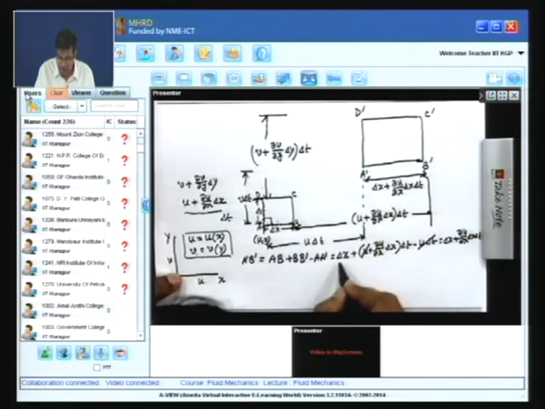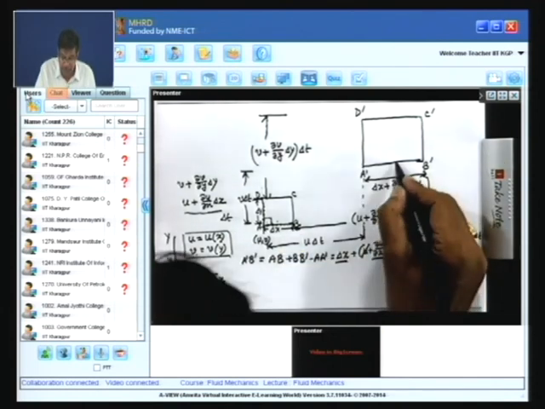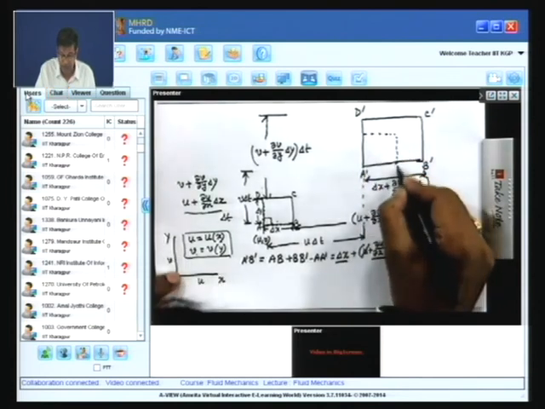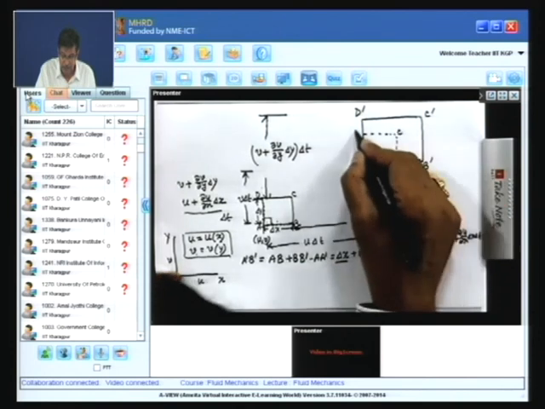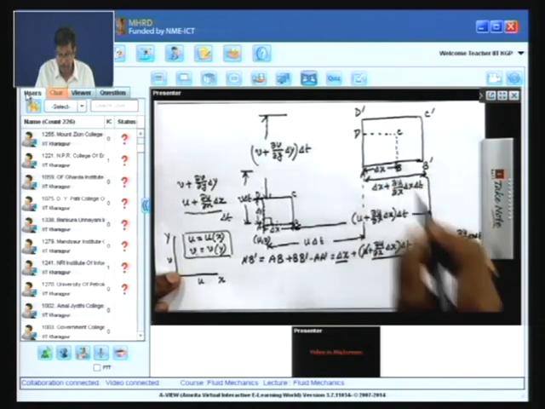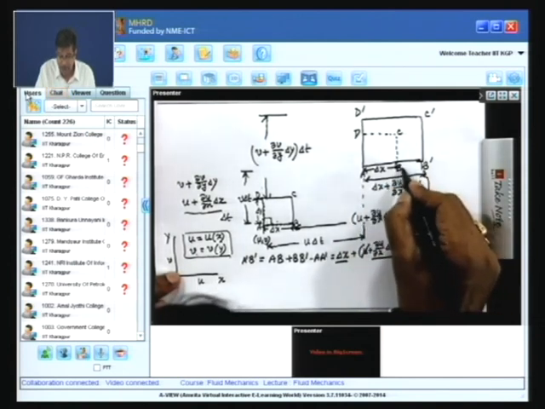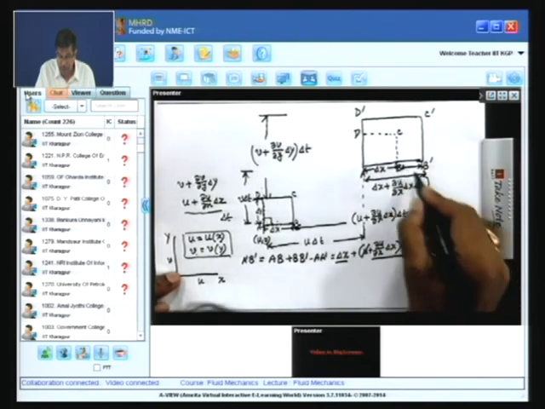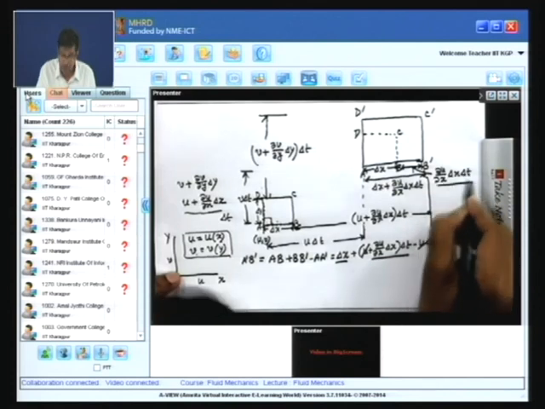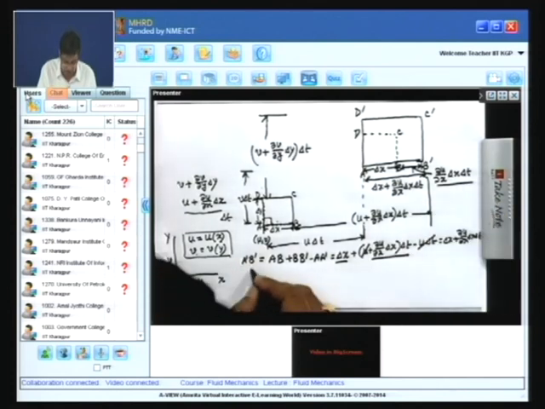That means ∂x plus ∂x Δt. If I show here the original dimensions A, B, C, D, this was Δx, the original length of the linear element AB. Therefore, this elongation becomes this minus ∂x, that means the elongation is ∂u/∂x Δt. So this is the elongation in linear element AB.